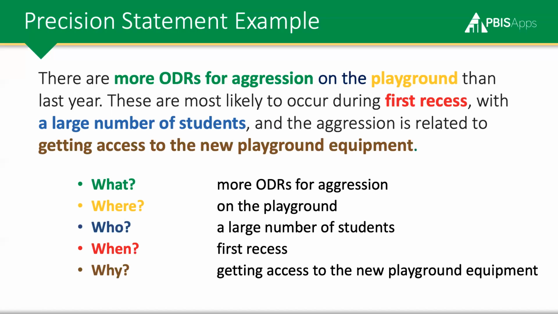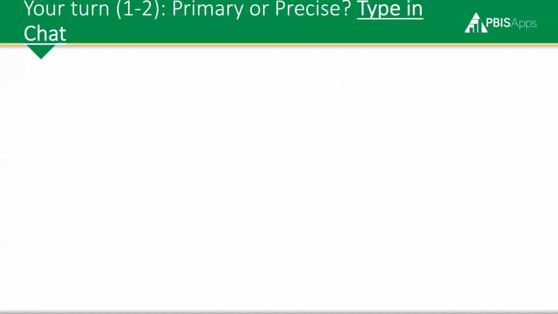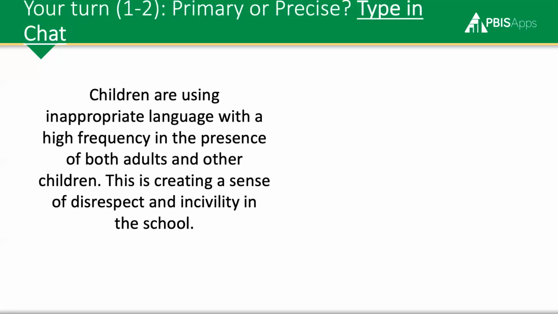So, okay, we know all this is happening. Why? Why are suddenly we having all this aggressive behavior on the playground with lots of kids? Oh, they're trying to get access to new playground equipment. So now as a team, we can start to develop an action plan for teaching the students the correct way to access this playground equipment, how to utilize it correctly, working in our playground expectations, and we're good to go. So it really all comes down to defining your problems with precision.